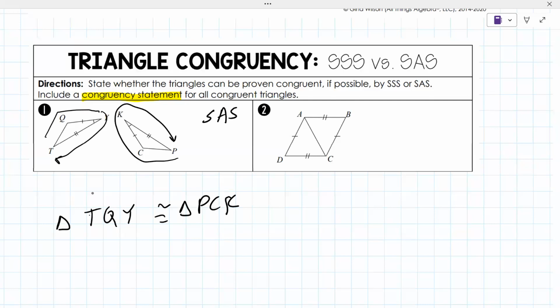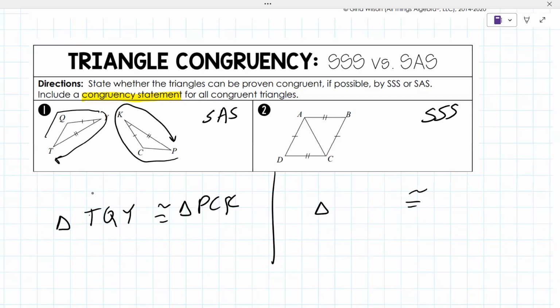So number two, whenever you're ready, you want to tell me whether that's SSS or SAS. I would say SSS. All right, I agree. And then give me the triangle congruence statement whenever you're ready.